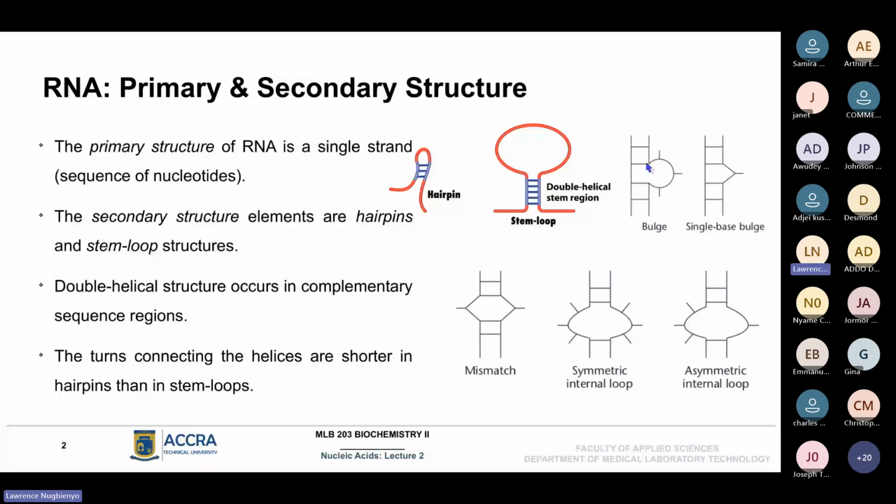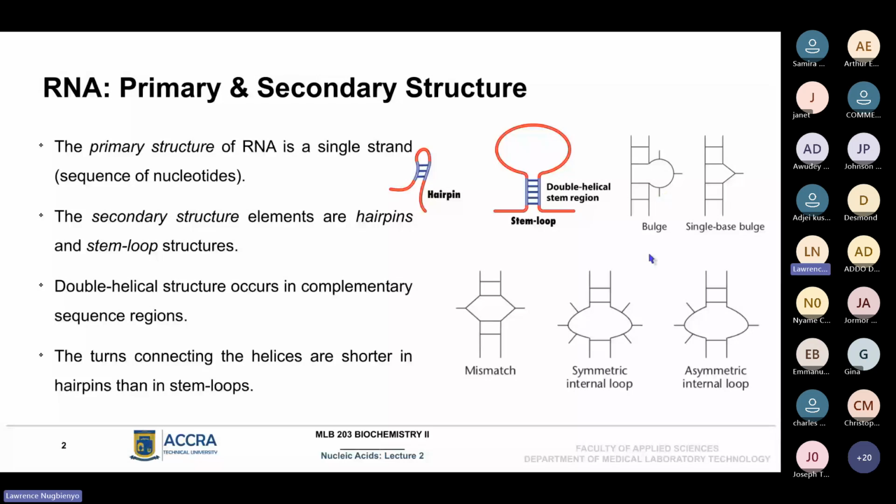Now, such a bulge can occur in different ways. So here, when you look at it clearly, you see that these are three bases that have no complementarity, bulging outside. But you can have what is referred to as a single base bulge. So it's just one base that has bulged out, a single base bulge.